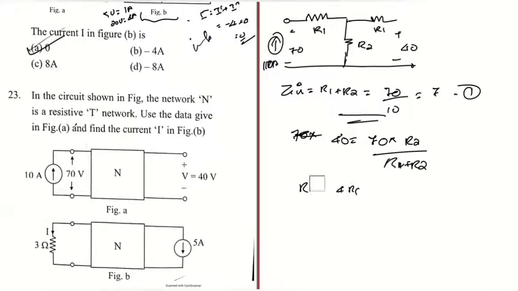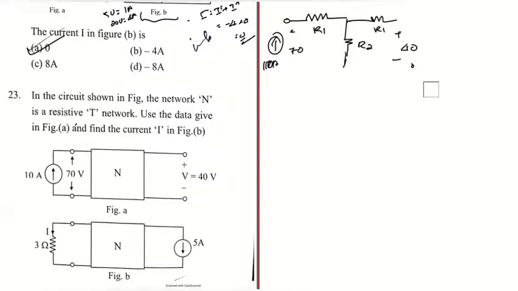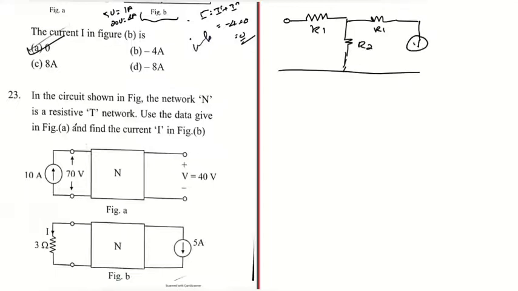Now let's come to the next figure, that is figure B. Everything is just the same, the T network is the same, but all the currents and voltages are going to be different. Here there is 5 ampere and here it is 3 ohm, right? So this current I is to be found out. The R2 we have found out is 4 ohm, and R1 is 3 ohm.